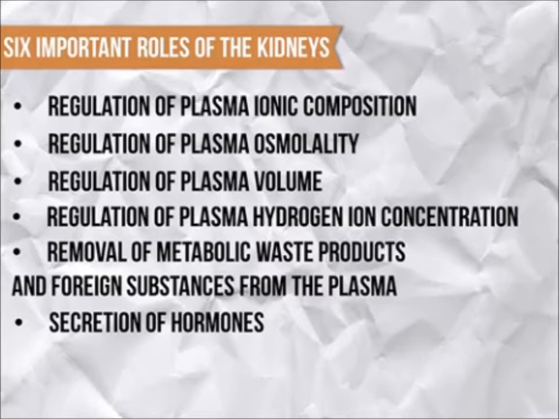Sixth, secretion of hormones. The endocrine system has assistance from the kidneys when releasing hormones. Renin is released by the kidneys. Renin leads to the secretion of aldosterone, which is released from the adrenal cortex. Aldosterone promotes the kidneys to reabsorb sodium ions.